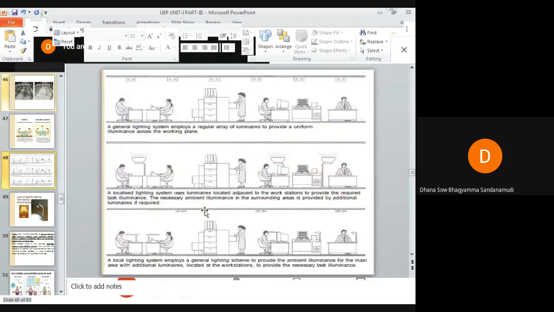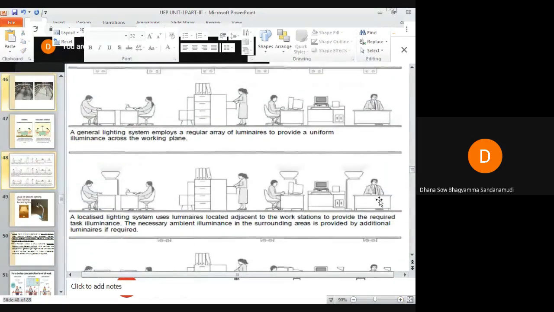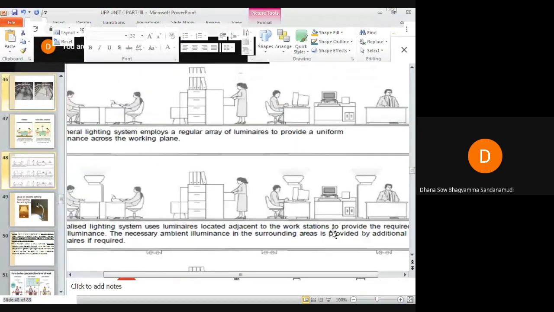So I have included a few more images here. These are the ceiling lights. Are you able to see? In my mobile it is not clearly visible. I will try to expand the screen. Okay, I hope you are able to see now. I don't know whether you are able to see or not.